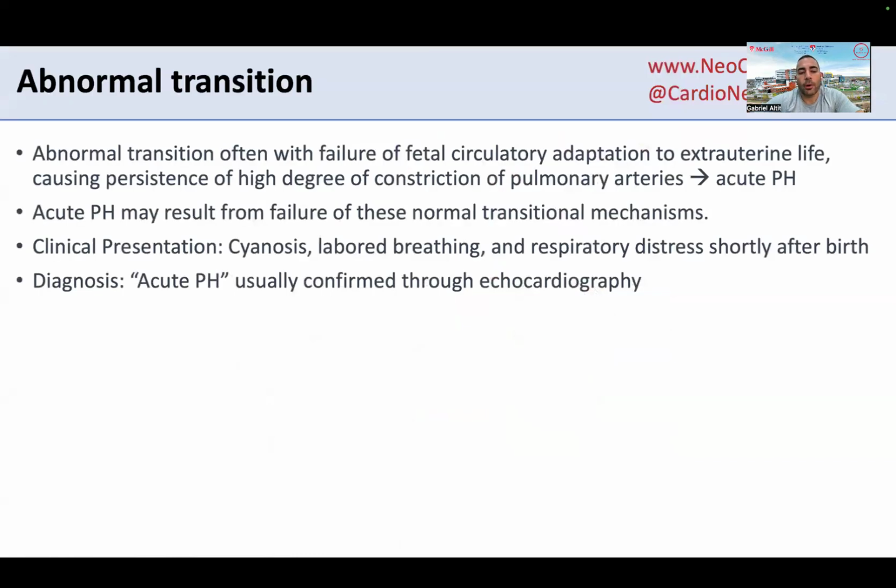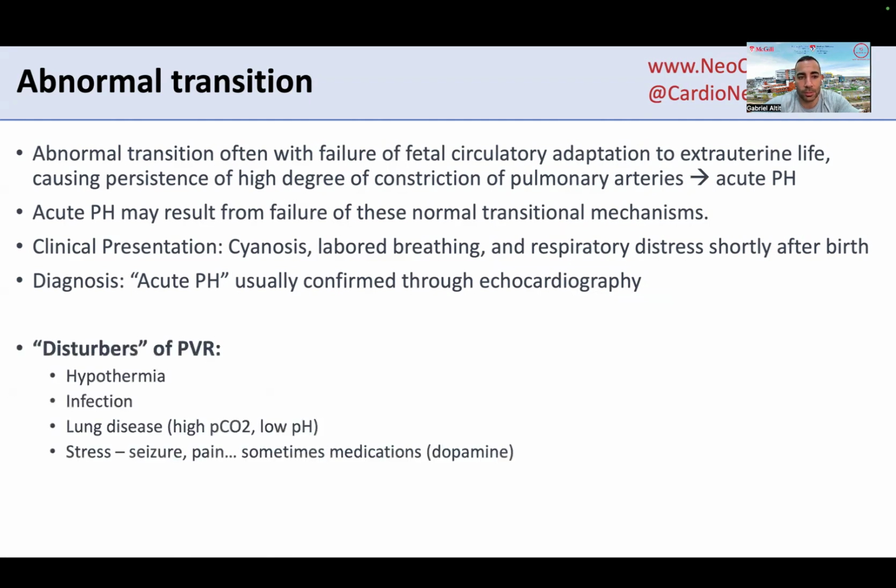And so when we talk about an abnormal transition, we often think about some of these failures of the adaptation to extrauterine life, which can lead to this picture of what we call acute pulmonary hypertension. We think clinically of these babies that have respiratory distress and cyanosis and labored breathing, but we also know that this clinical presentation could be secondary to so many etiologies. And really, to be calling it acute pulmonary hypertension, I truly believe that you still need some kind of imaging like echocardiography to provide you more information on the underlying cardiovascular physiology.